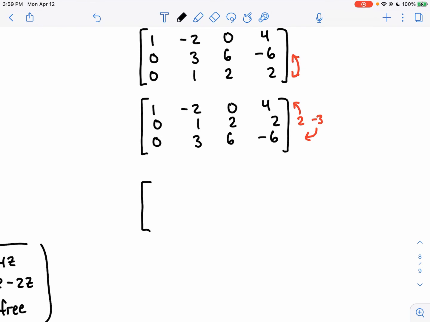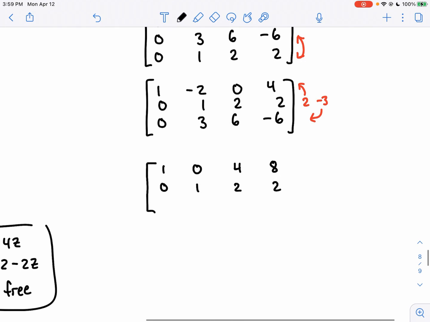So 2 times the middle row and add that back up to the top row. Well, the middle row is not going to change. Let me write that in here first. And 2 times 0 added to 1 is 1 still. 2 times 1 added to negative 2 goes to 0. 2 times 2 is 4. Add to 0 becomes a 4. And 2 times 2 is 4. And add to 4 gives me an 8 now here.